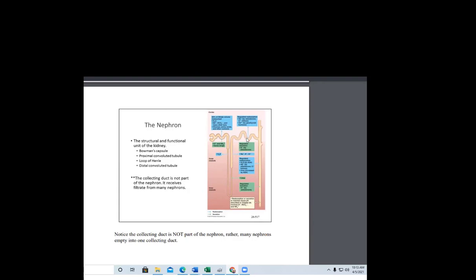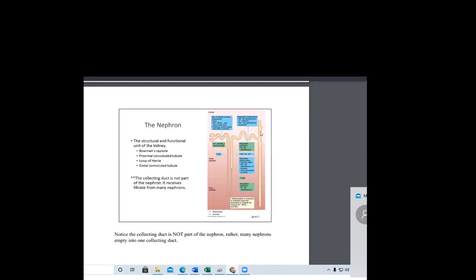And then we get to the end here, and this is called the distal convoluted tubule. Distal meaning distant. It's further away from Bowman's capsule where this whole filtration process started. So this is the distal convoluted tubule, and that completes the nephron. So the Bowman's capsule, the two convoluted tubules, and the loop of Henle makes up the nephron.